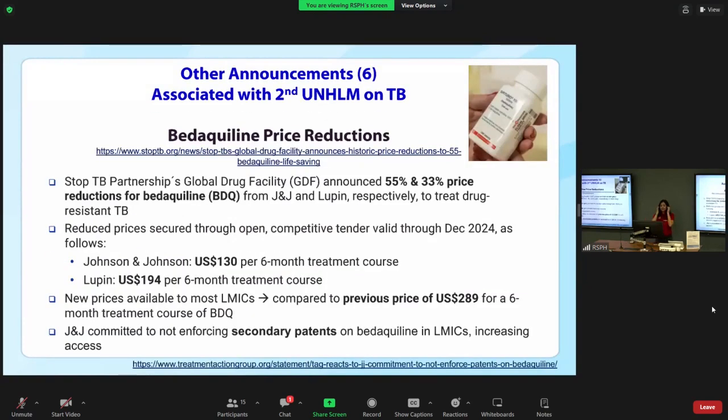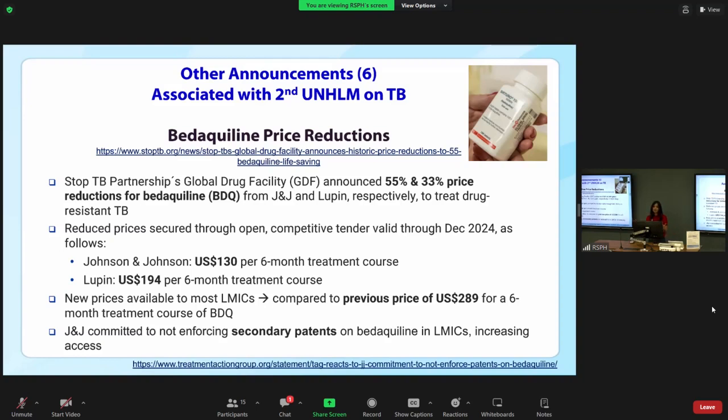Another really exciting announcement was reduction in the price for bedaquiline. So bedaquiline is one of the new drugs approved for treatment of drug-resistant TB. There are two primary pharmaceutical companies, J&J and Lupin, that agreed to lower their prices by 55% and 43% respectively, which brings down the price of a 6-month treatment course to around $130 to $200 for treatment, depending on who they're purchasing from. And this is compared to the previous price of nearly $300 for a 6-month course.